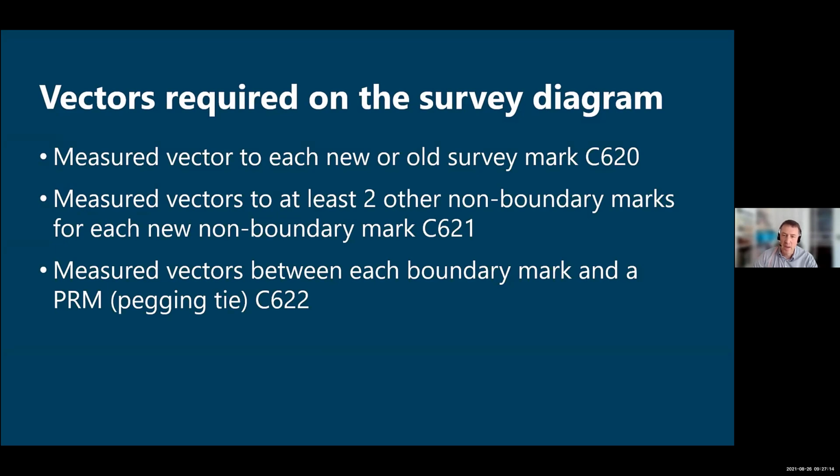Now, if you're placing boundary marks, you will need measured vectors between each boundary mark and a permanent reference mark. This can be a direct measurement, I call it a peg and tie, or it can be a series of measurements. Note, the rules require a measured vector irrespective of the type of equipment you're using. Calculated vectors will cause the Landonline business rules to fail.